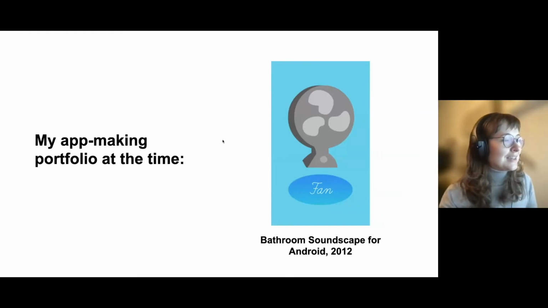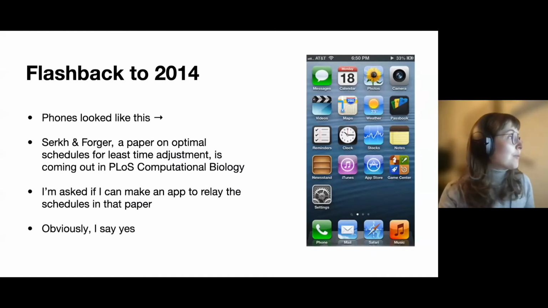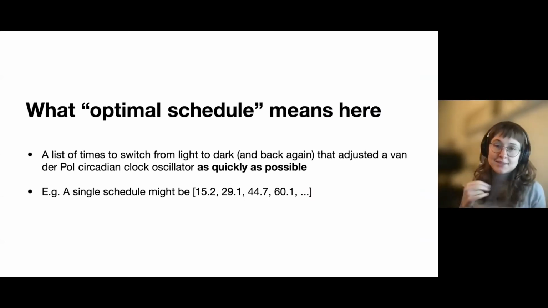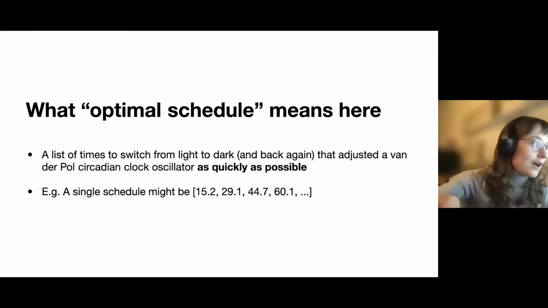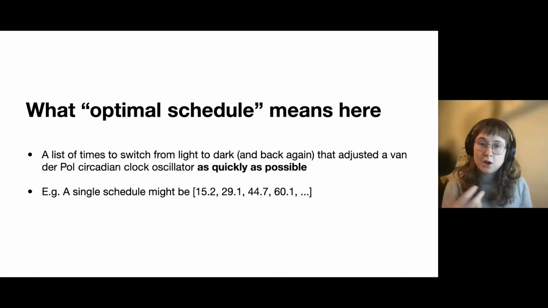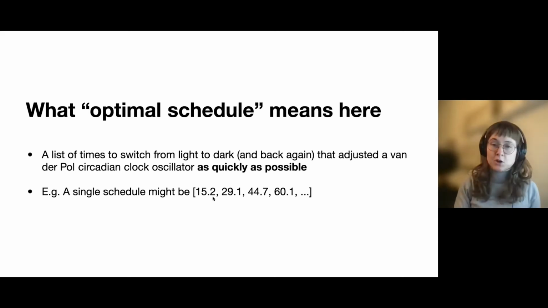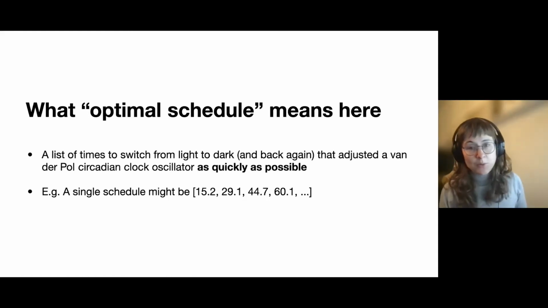As an experienced app developer, I said, no problem, Danny, I can definitely make this app. And to be really clear about what optimal schedule meant in this case, well, an optimal schedule was a list of numbers, and these numbers were switch times, times to turn the light on if it was off, or off if it was on. And so they would run this code that would spit out a list of numbers, maybe something like 15.2, 29.1. That might mean turn the lights on after 15.2 hours and turn it off after 29.1 hours.